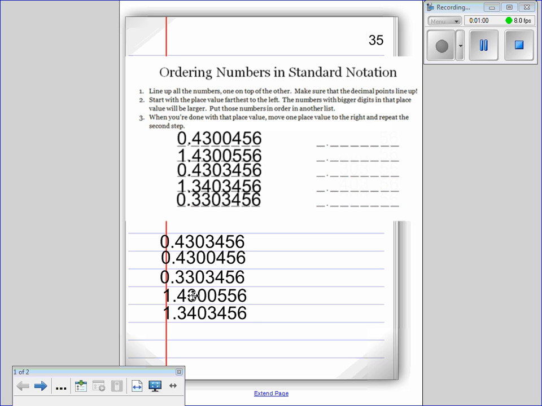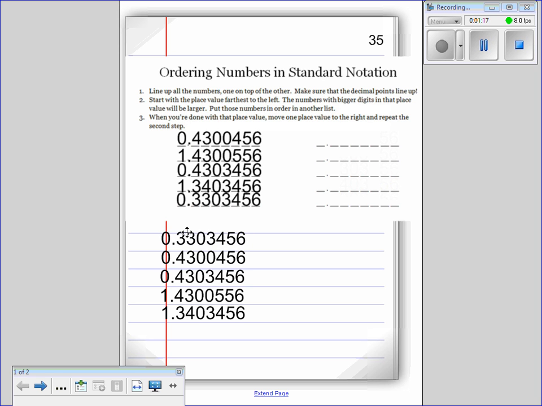Okay, let's look at all the zeros now. Which one is going to go on top? We have, in the 10th place, 4, 4, and 3. That means the 3 is going to go above the 2 4s because the 3 is lower, and we're putting it from least to greatest.